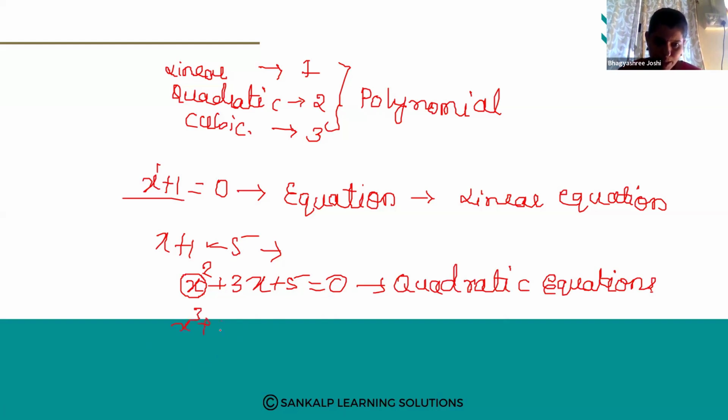Next, if I write x cube plus 4x square plus 5x minus 7 is equal to 0. So here the highest power or degree of the equation is 3. What is the highest degree here? That is 3. So such type of equations are called as cubic equations. Right. So these all are the types of equations.